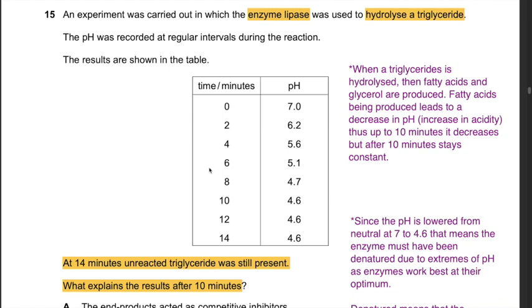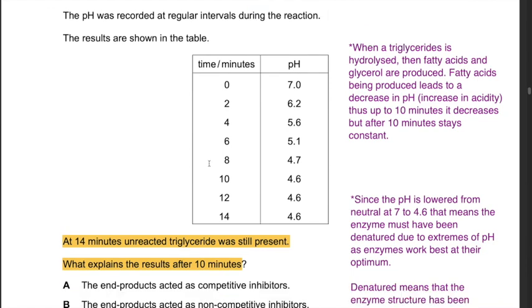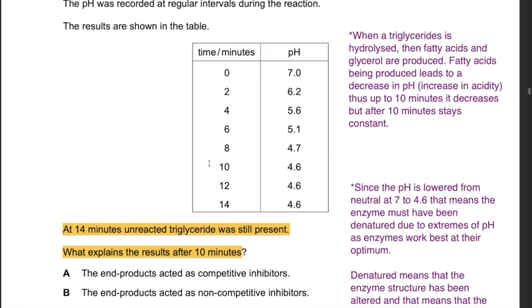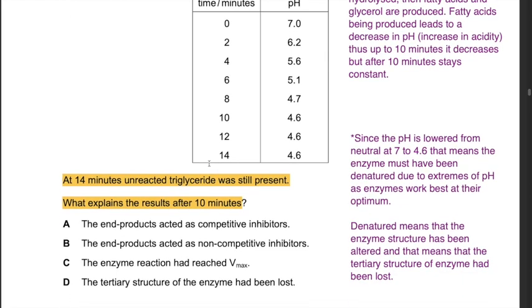If the enzyme is denatured, that means the enzyme cannot carry out its function. And that could explain why the results after 10 minutes show that the pH remains constant and unreacted triglyceride was still present at 14 minutes. As you can see over here, I have mentioned denatured means that the enzyme structure has been altered, and that means that the tertiary structure of the enzyme had been lost. Change in enzyme structure is related to the tertiary structure of an enzyme. So if there is a change in enzyme structure, that means the tertiary structure has been affected or altered.